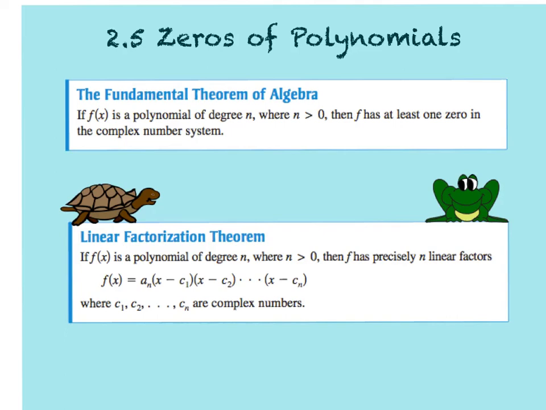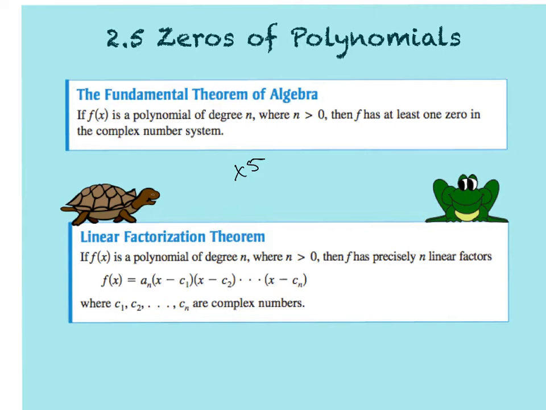Zeros of polynomials. This is a very easy review of what you did last year. We have the fundamental theorem of algebra, which says that for every polynomial of degree n, you have at least one zero in the complex number system. For instance, if you have x to the fifth, how many zeros would that give you?